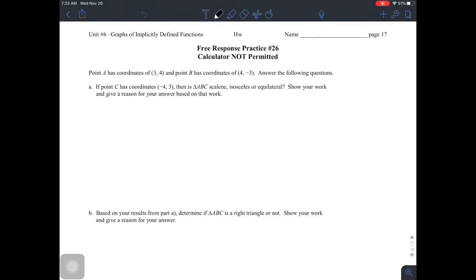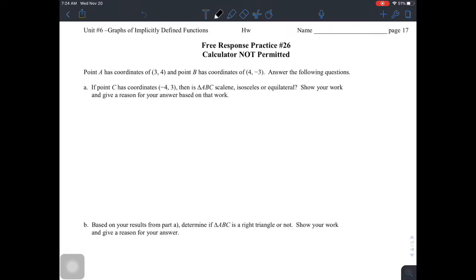This is PreAP Pre-Calculus, free response practice number 26. No calculator. Point A has coordinates (3, 4), and B has coordinates (4, 3). Answer the following questions. If C has coordinates (-4, 3), then is triangle ABC scalene, isosceles, or equilateral? Show your work, give a reason for your answer based on that work.